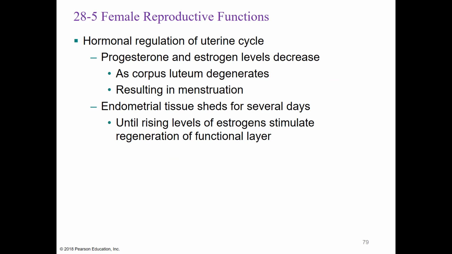The hormonal regulation of the uterine cycle. Progesterone and estrogen levels decrease. As the corpus luteum degenerates, this results in menstruation because there's a lack of progesterone. Endometrial tissue will shed for several days until rising levels of estrogen will stimulate the regeneration of a new functional layer.